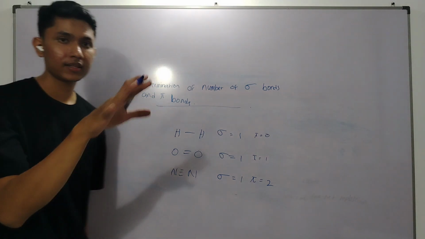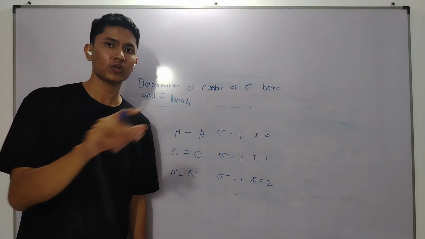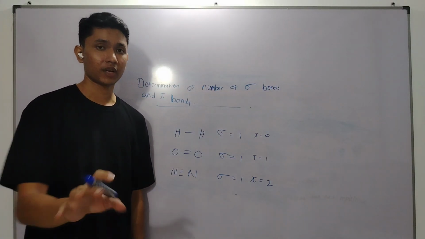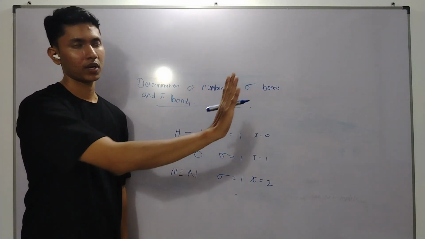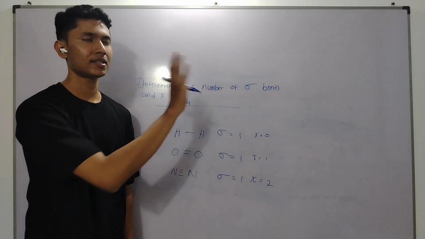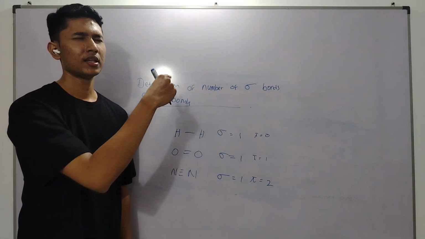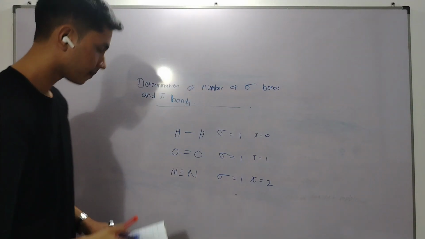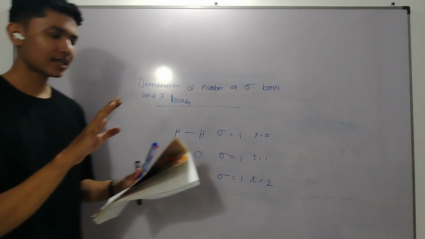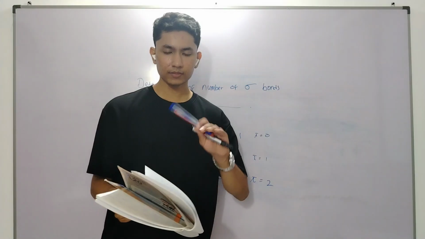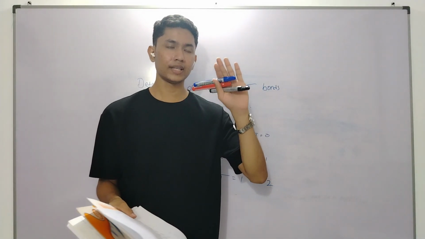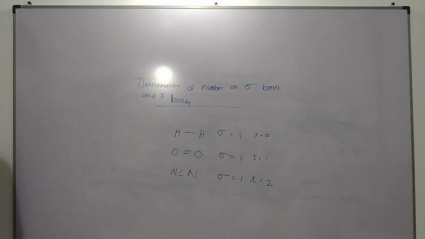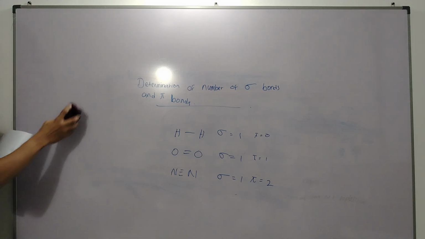So in exam structured essay questions and MCQs, they will ask you to determine the number of sigma bonds and pi bonds. What you should do is, if there is one bond between two atoms, it is a sigma bond. If there are two bonds, one is sigma, one is pi. If there are three bonds, one is sigma, two are pi. Let's discuss some questions so that it's easy for you to determine the number of sigma bonds and pi bonds.